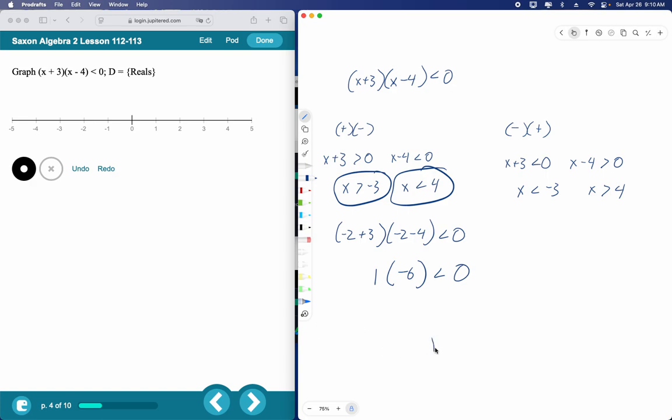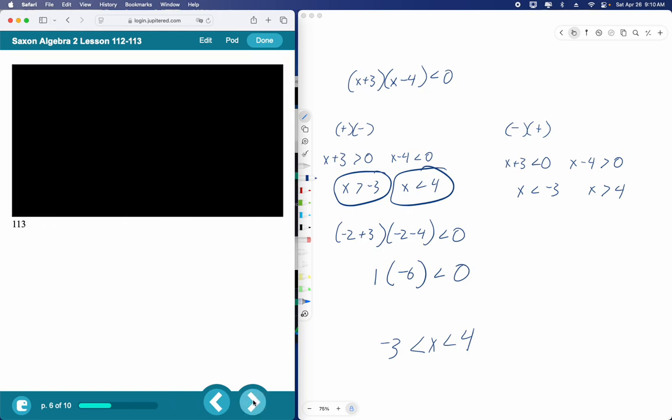So if x is less than 4 and greater than negative 3, we can graph it as a conjunction. There's no equal sign, so we circle the negative 3, we circle the positive 4, and we draw a line in between the two because this is the reals. All right, let's do one more.